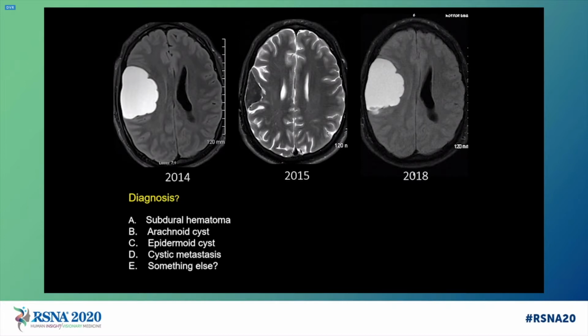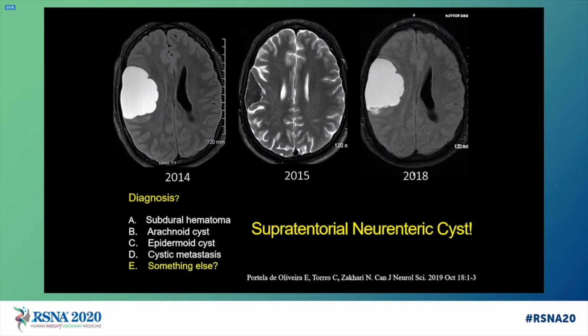Are we dealing with some sort of subdural hematoma, arachnoid cyst, epidermoid cyst, a cystic metastasis, or is this something different? Given the patient's symptoms of seizures and headache, at this point in time, neurosurgery decided to take the patient to the OR, and pathology demonstrated that this actually was a neuroenteric cyst. So this is a supratentorial neuroenteric cyst.